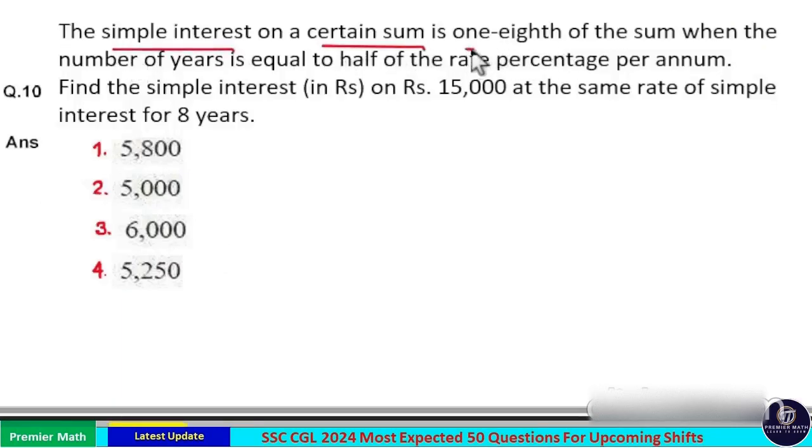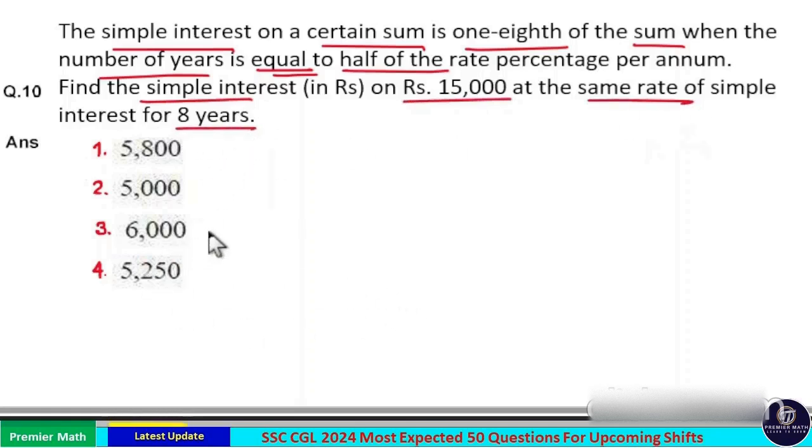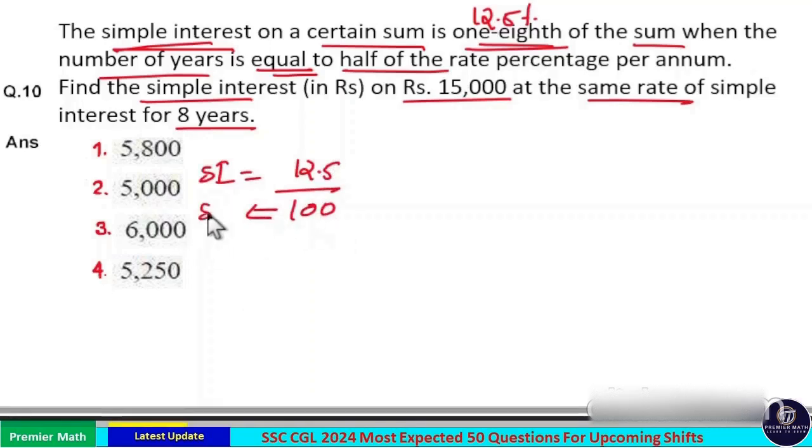The simple interest on a certain sum is 1/8 of the sum, when the number of years is equal to half of the rate percentage per annum. Find the simple interest on rupees 15,000 at the same rate for 8 years. Here, simple interest is 1/8 of the sum, and 1/8 is 12.5 percentage. That is, 1/4 is 25 percentage, then 1/8 is 12.5 percentage. So if 100 rupees is the sum, 12.5 rupees is the simple interest generated at the end of the time period.